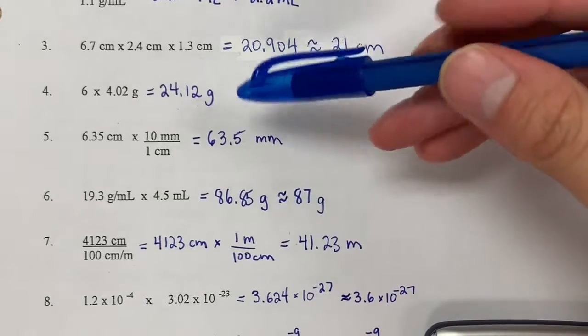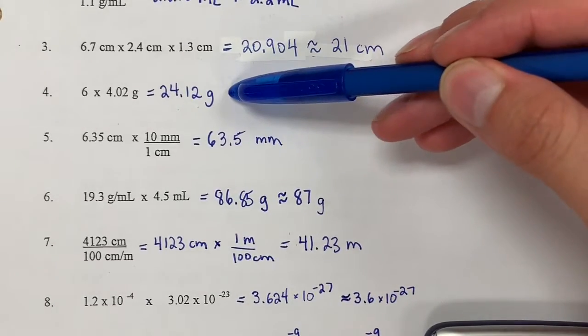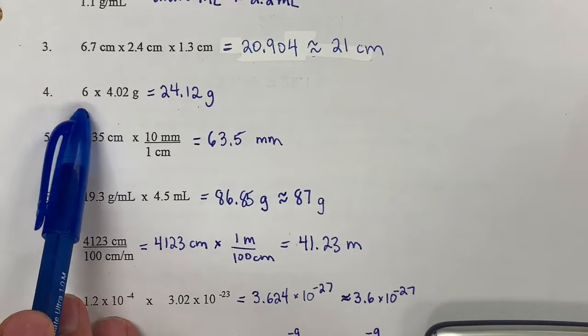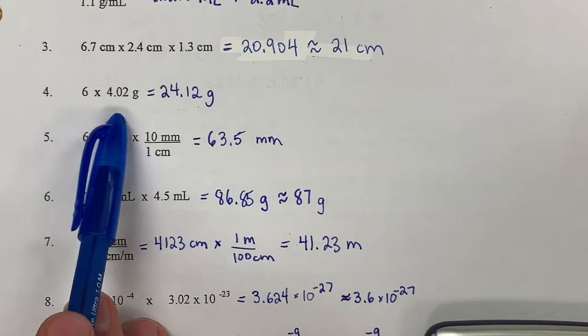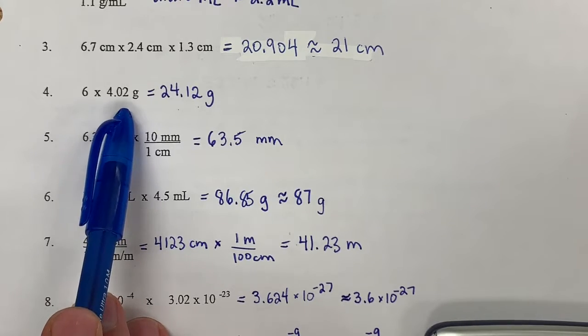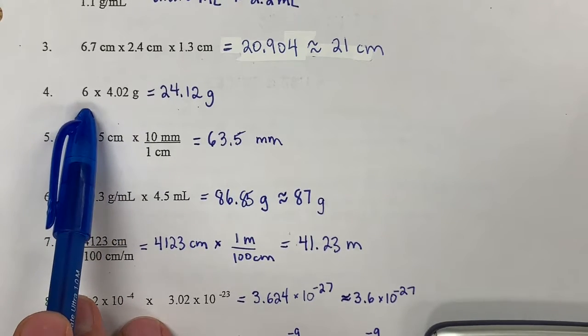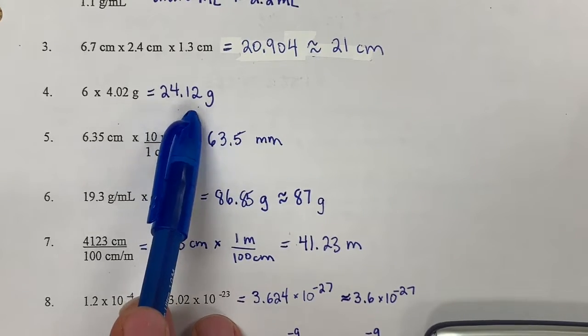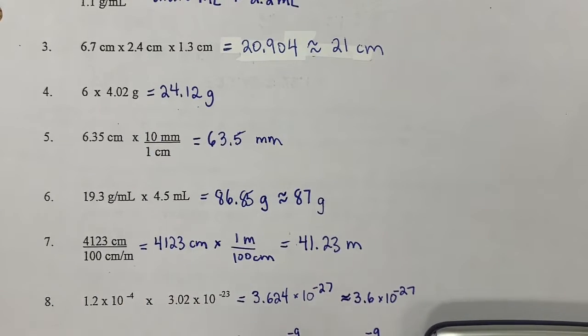In number 4, we're using our second rule, where we're multiplying by an exact value. Notice we have 2 decimal places in this value. When I multiply by the exact value, I need to have the same number of decimal places as the original, so we've got 2 decimal places here.